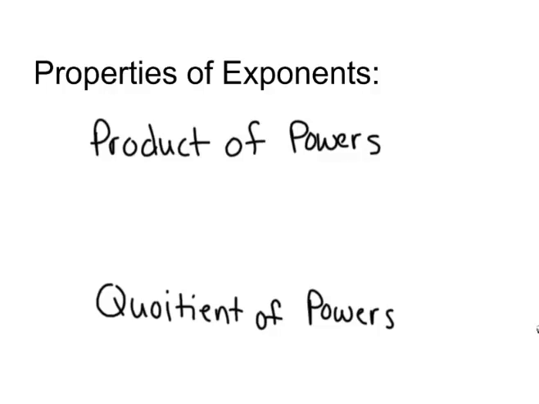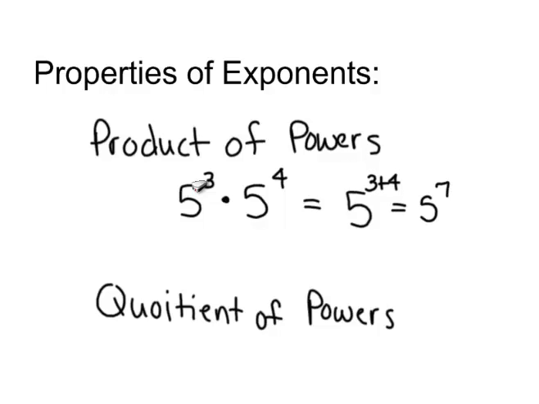All right, so the first thing that we have is product of powers. All that means is when I have a number raised to a power multiplied by that same number raised to another power, so I have 5 to the third times 5 to the fourth. Well, what the product of powers says is that if the base is the same, you can keep the base, that's the 5, and just add the exponents. So that's going to equal 5 to the 7th power.